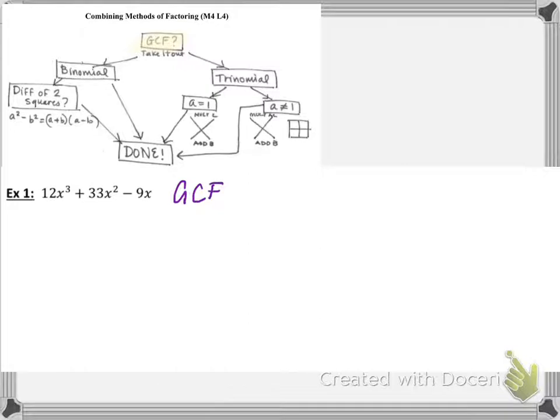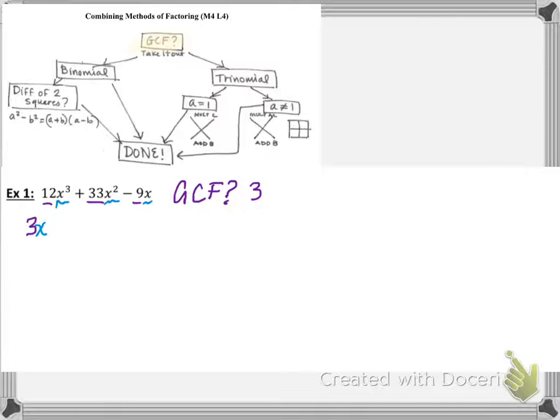GCF. And looking at 12, 33, and 9, I can tell that they all have a 3 in common, right? And so I know that part of my GCF is going to be a 3. And then I also want to think about the variables. So looking at the x's, I see I have an x to the third, an x to the second, and then just an x. So that means that they all have at least one x that I could take out.